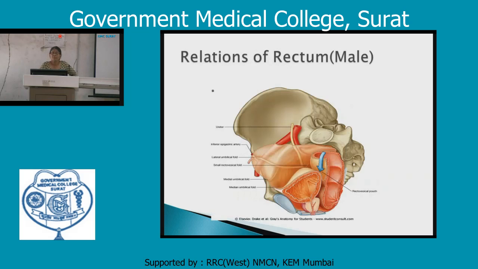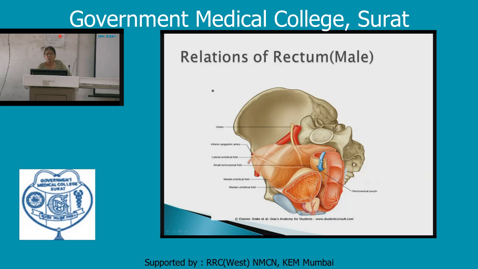Now relations of the rectum. What are the relations? Visceral and peritoneal relation. First see in this diagram, this is rectum. Now see the peritoneal relation. Upper 1/3 of the rectum is covered by peritoneum anteriorly as well as laterally. Middle 1/3 of the rectum is covered by peritoneum only anteriorly. While the lower 1/3 of rectum is devoid of peritoneum. Here, in place of peritoneum, there is condensed pelvic fascia. We will see that later on.